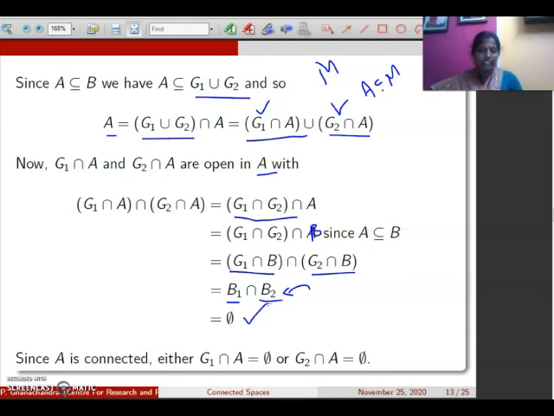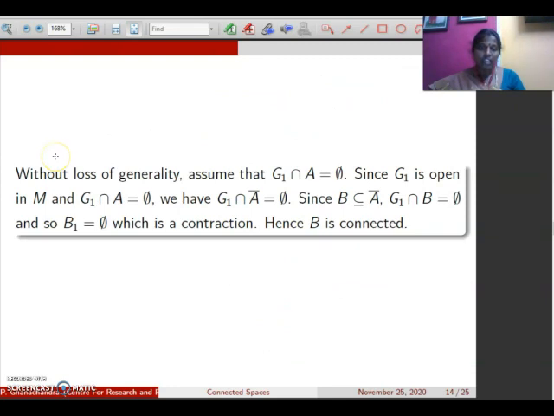We have assumed that A is connected, but their intersection is empty. Also, A is a union of these two open sets. Therefore, either G1 intersection A equals empty or G2 intersection A equals empty, because we have assumed that A is connected. So, without loss of generality, we take G1 intersection A equal to empty. G1 is open and G1 intersection A is empty. That means G1 intersection A closure equals empty.